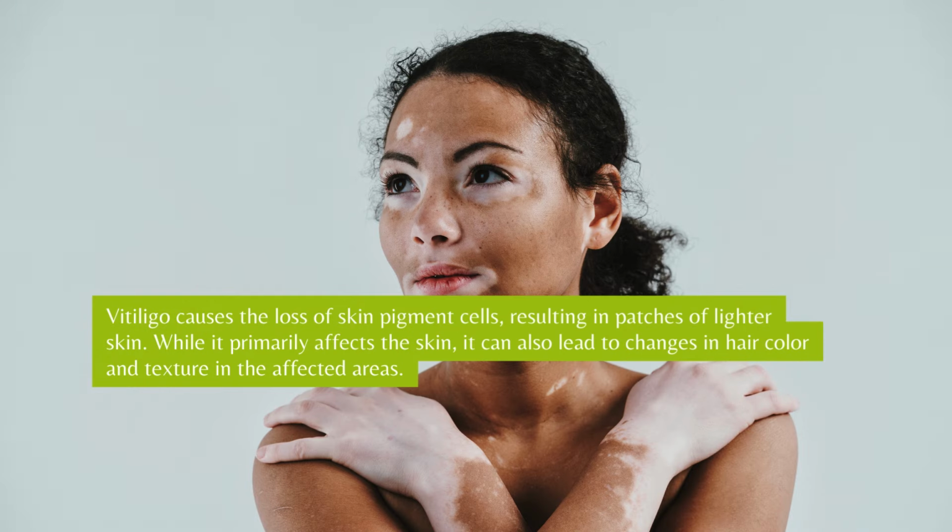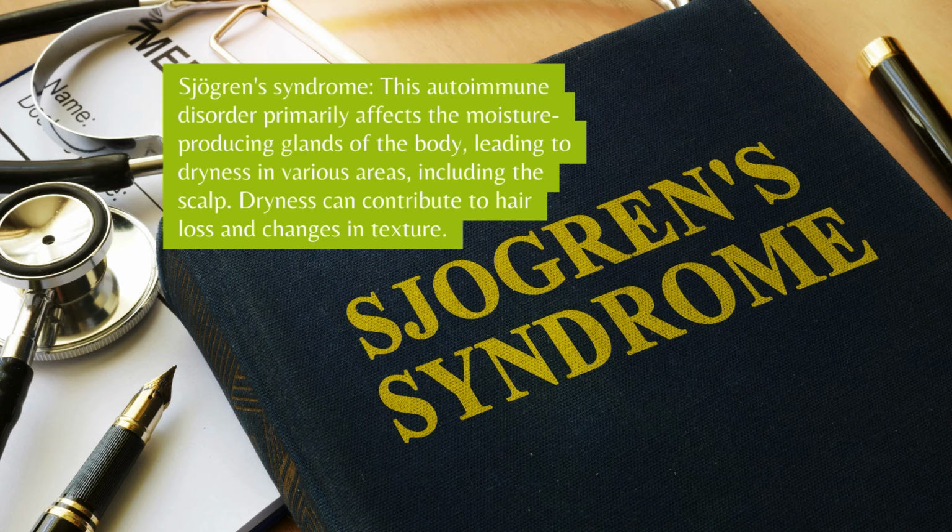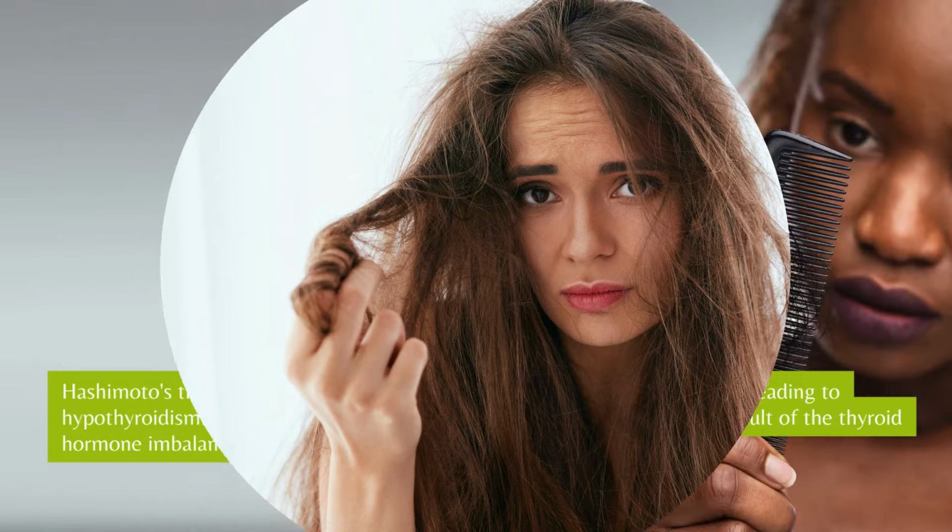Vitiligo causes the loss of skin pigment cells, resulting in patches of lighter skin. While it primarily affects the skin, it can also lead to changes in hair color and texture in the affected areas. Sjogren's syndrome: this autoimmune disorder primarily affects the moisture-producing glands of the body, leading to dryness in various areas, including the scalp. Dryness can contribute to hair loss and changes in texture.